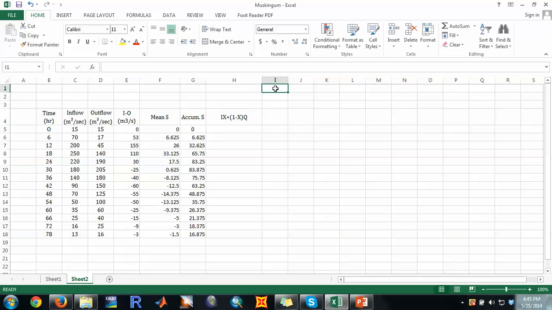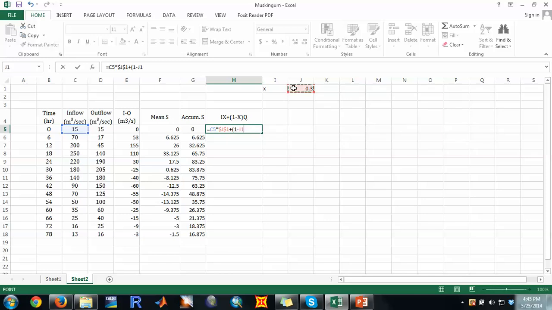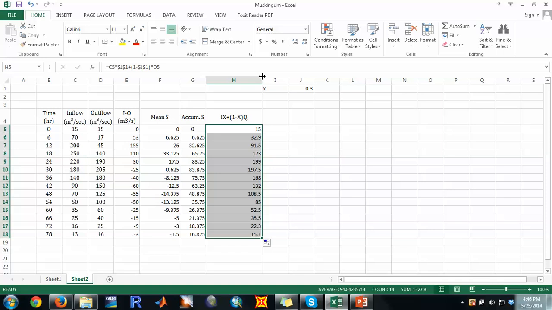And then assume the x value. This is a natural river, so you can assume an x value between 0.0 and 0.3. Let's assume 0.3. For 0.3 I can calculate this value. This is equal to the inflow times the x value, which is this constant, and I should fix that, plus 1 minus x, which is also a constant value, multiplied by the outflow discharge. So this is what you get, and do the same thing for the rest.